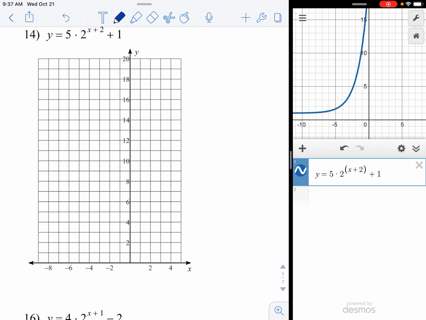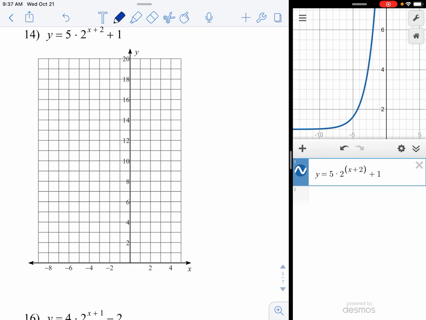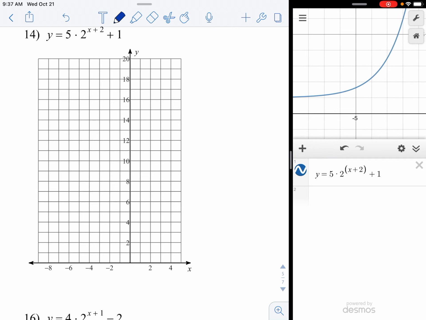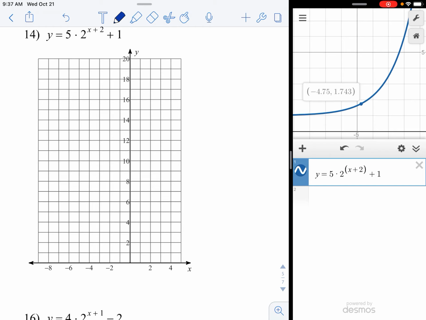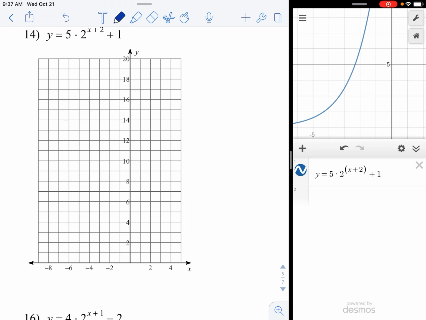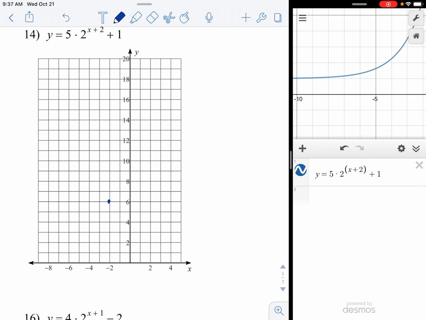Do I have any integer points at all? Gosh, I don't see any integer points that we can hone in on. Oh, there's one right there. So what is that? -2, 6. Oh boy, but that's all we got to work with. Where's the asymptote? The asymptote is at +1. So I can sketch that in with my yellow line.